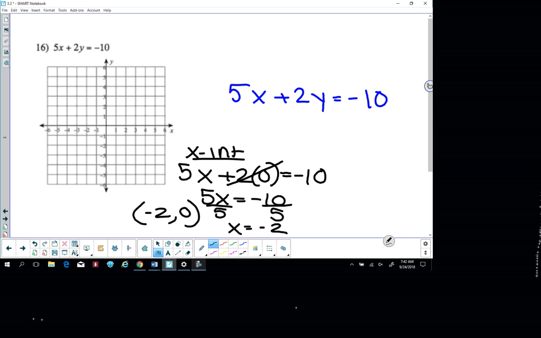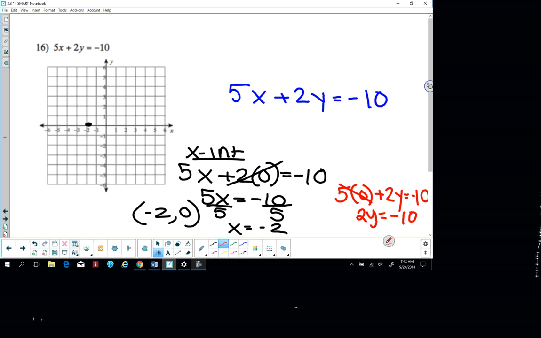So if you're solving for x, it's your x-intercept. If you're solving for y, it's your y-intercept. So right here, I would go to -2 on x and place a little dot. My y-intercept, I'm plugging in 0 for x this time. So I can either cover that up or cross it out. Now you end up getting +2y equals -10.